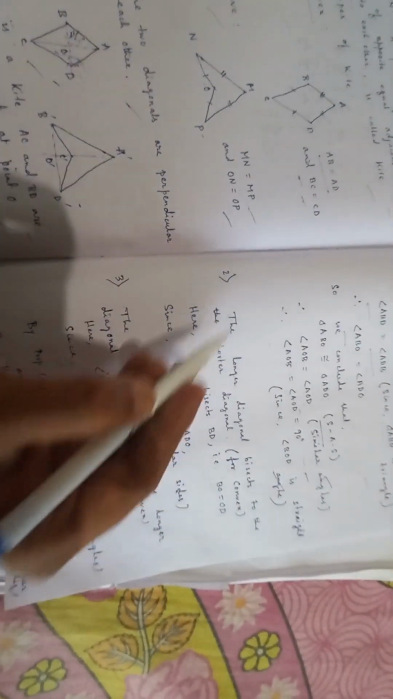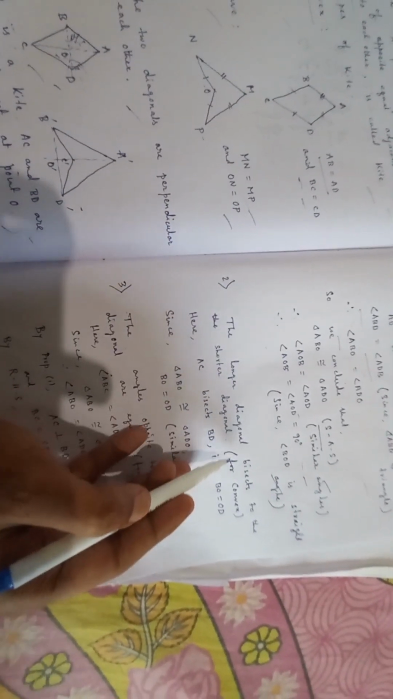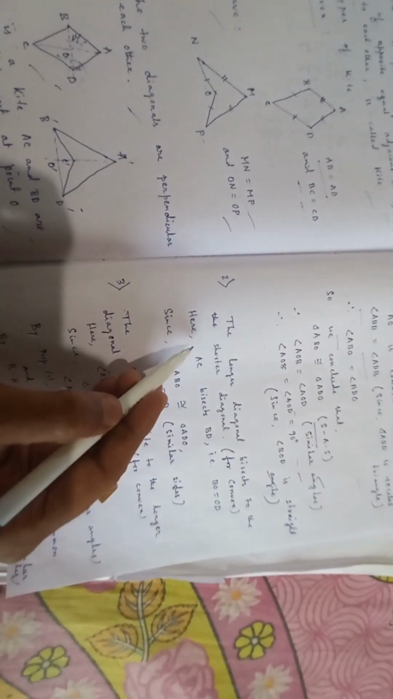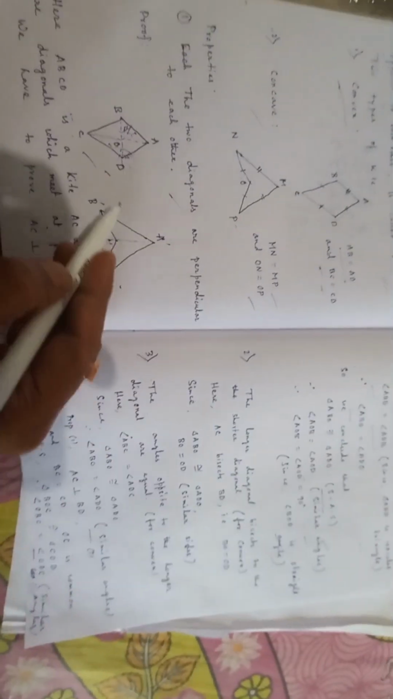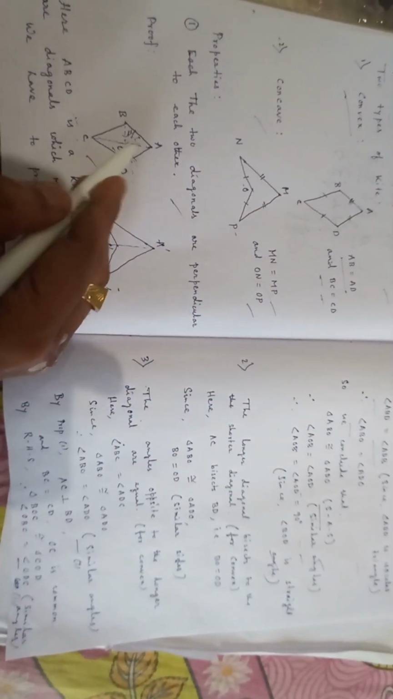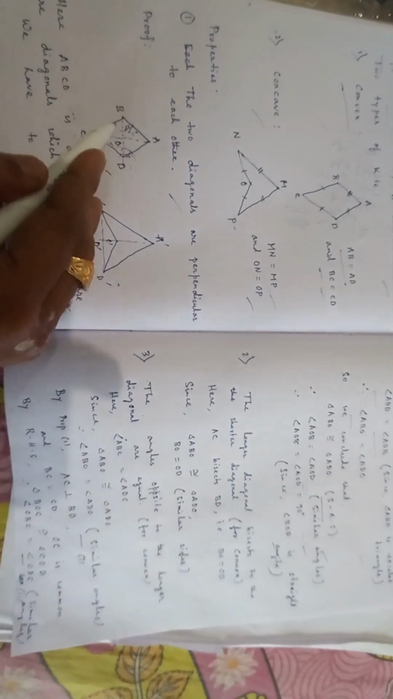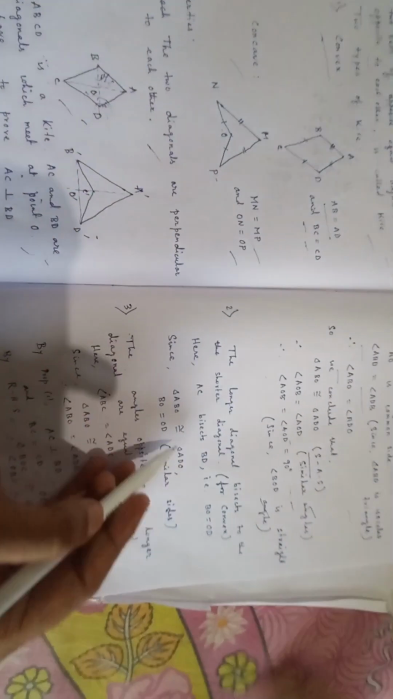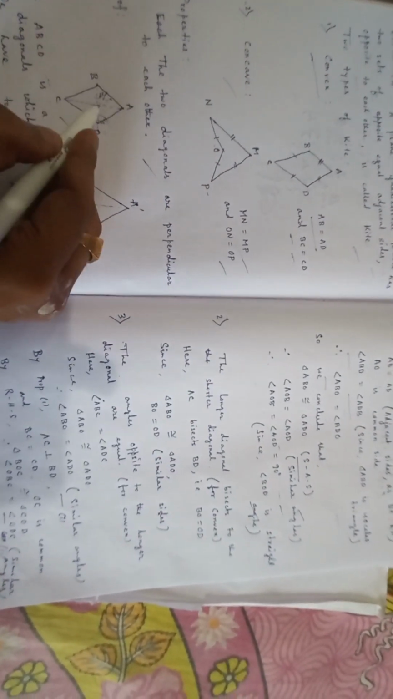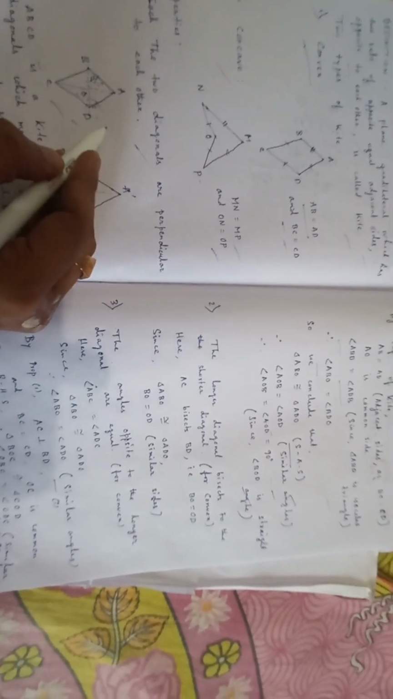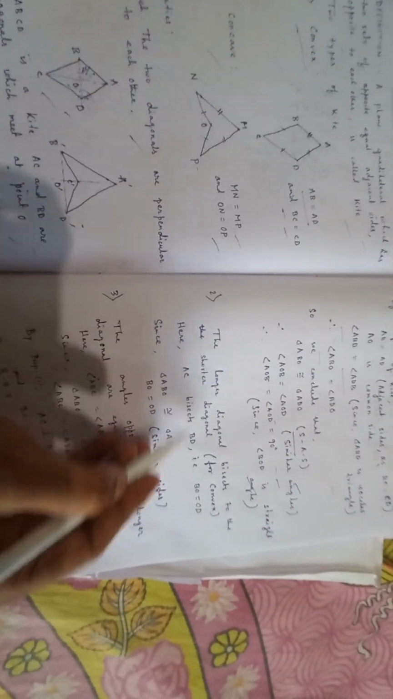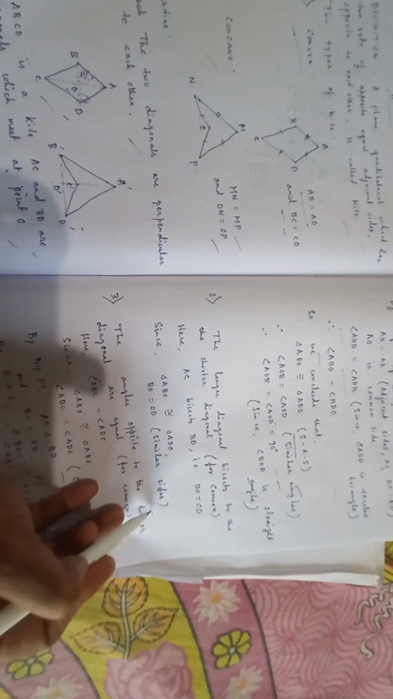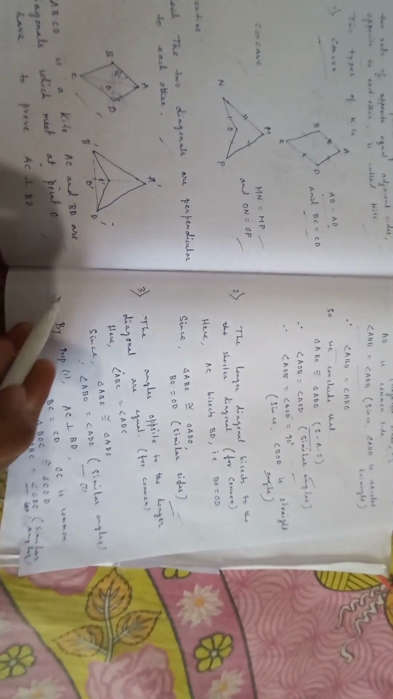The second property states that the larger diagonal bisects the shorter diagonal. It means that the larger diagonal AC bisects the shorter diagonal BD, or we can say BO is equal to OD. We have already proved that triangles ABO and ADO are congruent. So BO and OD are corresponding sides, so they will be equal. So this property is also proved.